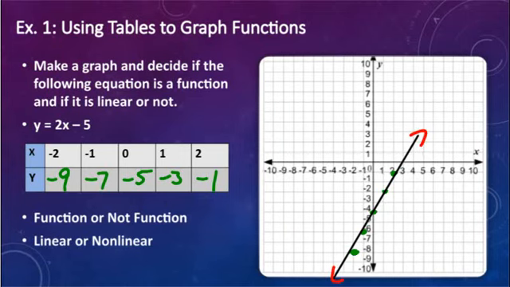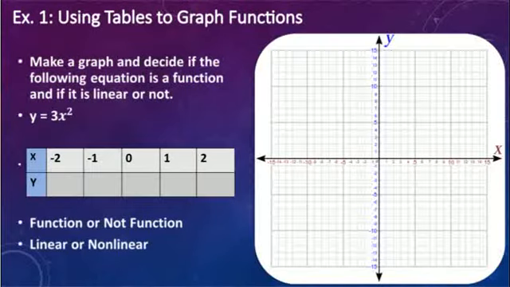And we can answer the question, is it a function? Is there one x for every one y? I can use the vertical line test. It does, so it is a function. It is a straight line, so it's a linear function. Next one. Here's the same one, but this one's a quadratic.